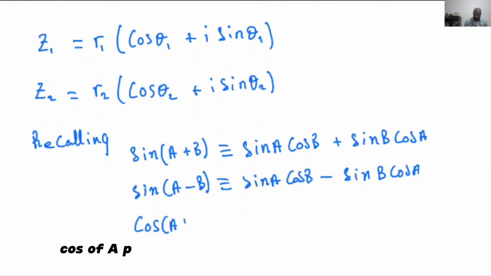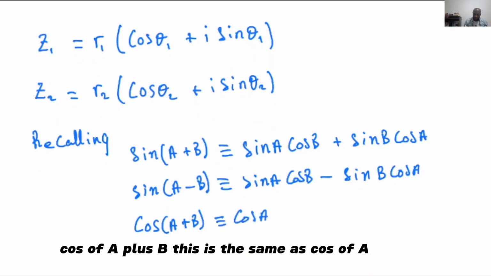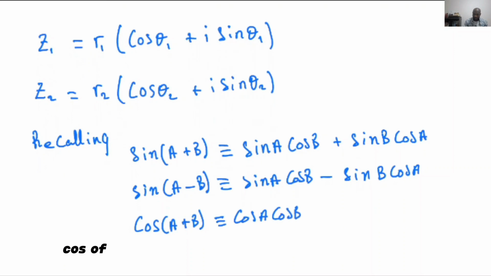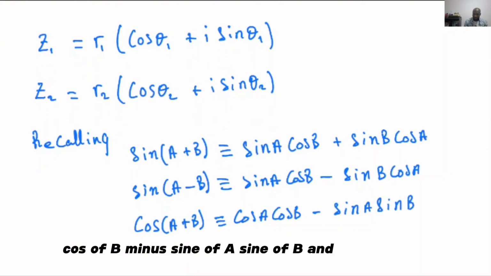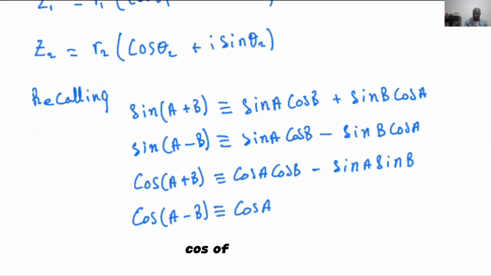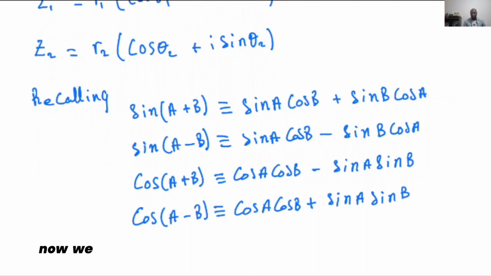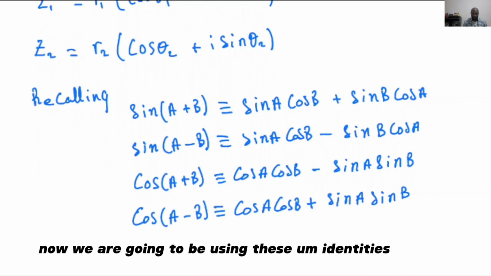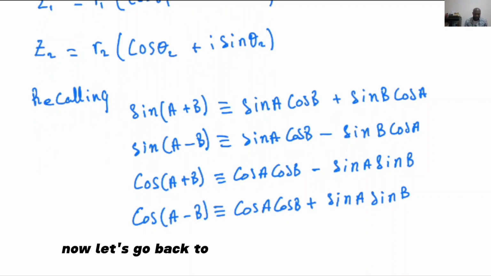The next identity is cos of A plus B. This is the same as cos of A cos of B minus sine of A sine of B. And last, cos of A minus B is the same as cos of A cos of B plus sine of A sine of B. Now we are going to be using these identities subsequently. Now let's go back to our complex numbers.